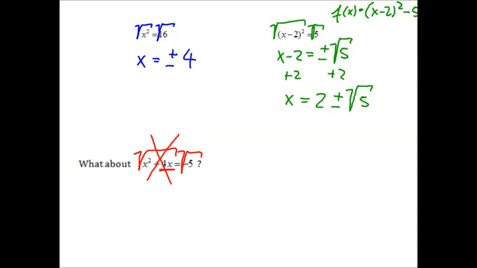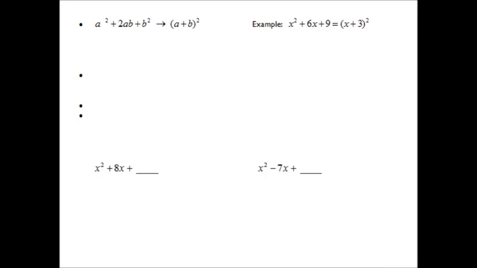In order to do that, let's remember those patterns we talked about when we were talking about factoring. Right here you see a squared plus 2ab plus b squared. And remember, we call this the perfect square trinomial. And a perfect square trinomial can be factored, as you can see up here, into the quantity of a plus b squared.